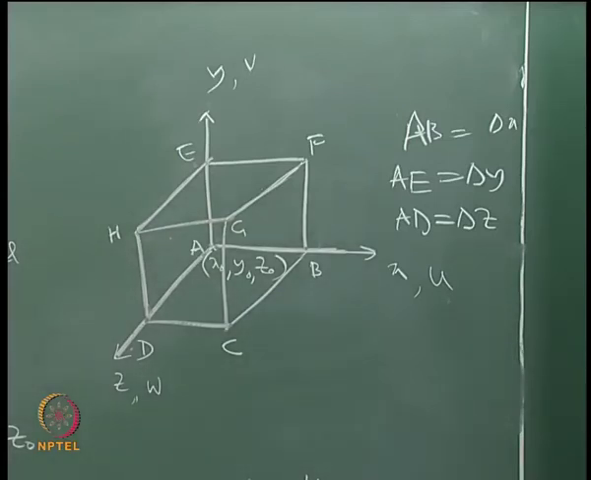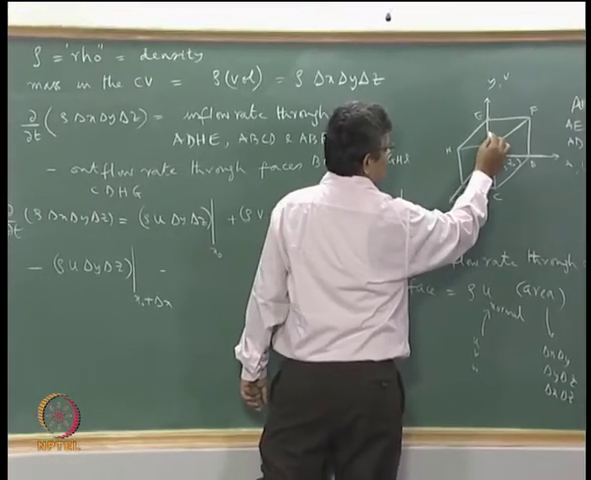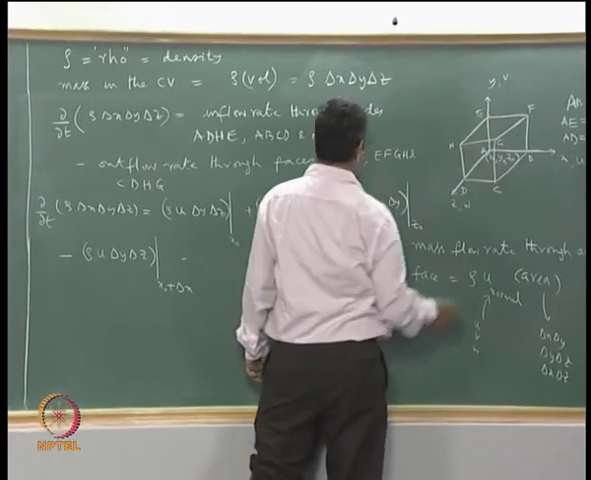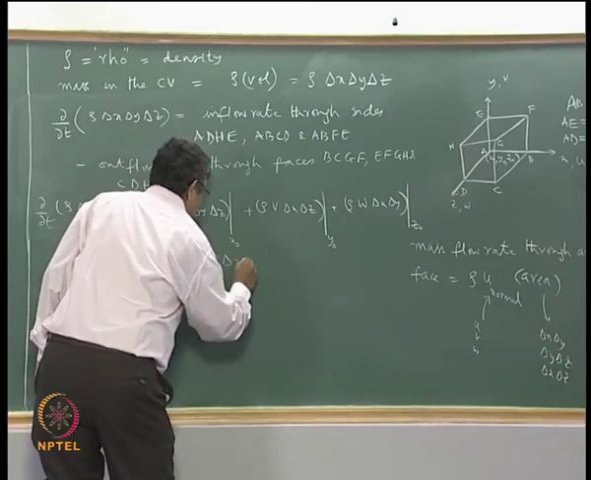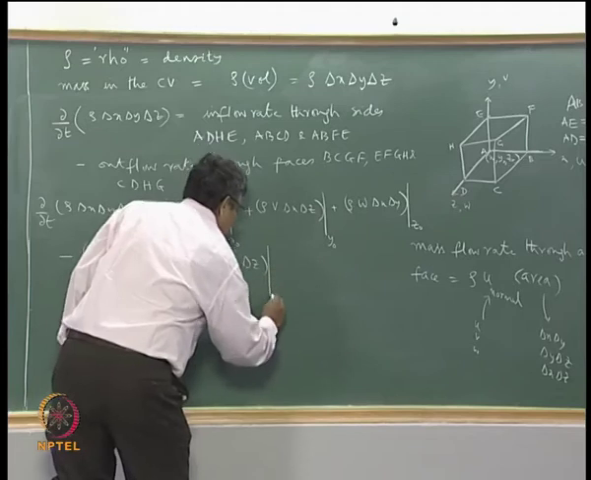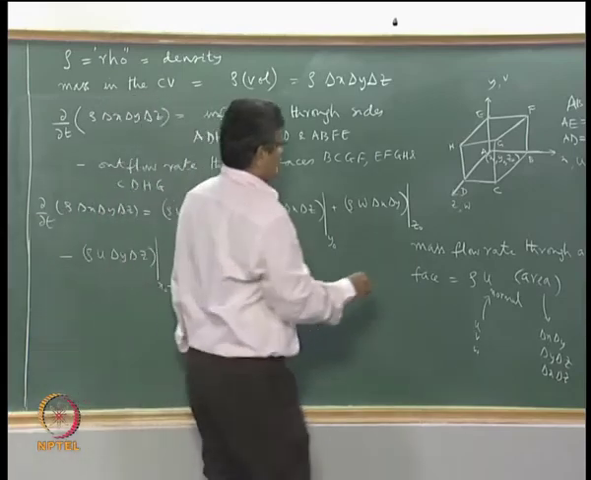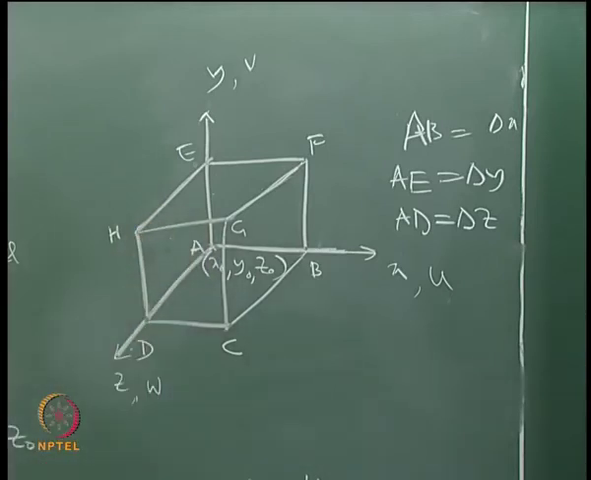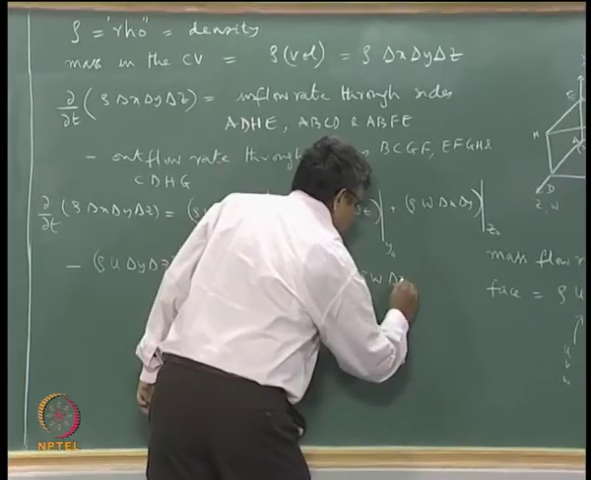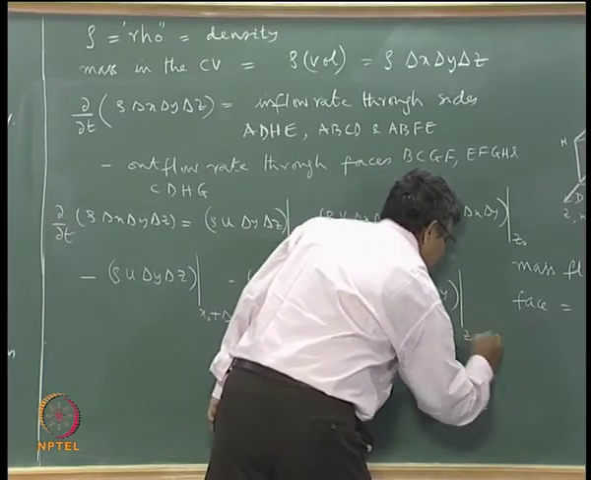Okay. Now through the second face, which is EFGH, the top face here, the velocity component normal to this is the v velocity. So we say minus rho v, the area is delta x delta z, and this is located at y naught plus delta y. And the final face is CDHG, which is that front face. So, the velocity component rho w times the area, which is delta x delta y, centered at z naught plus delta z.